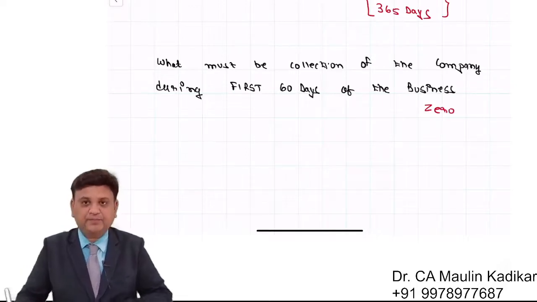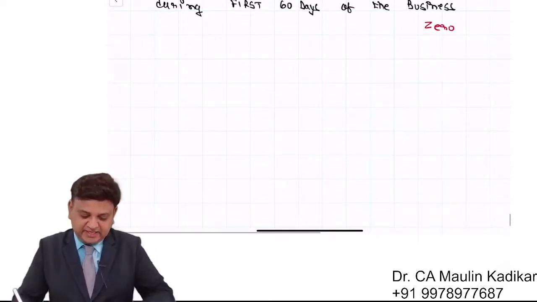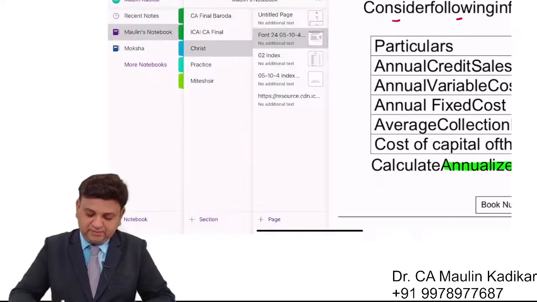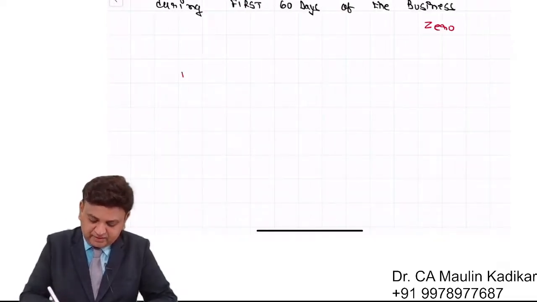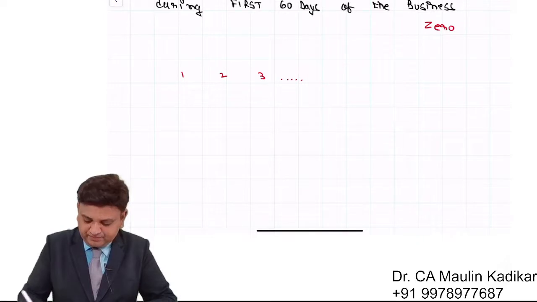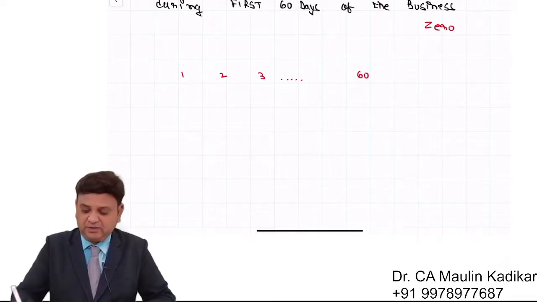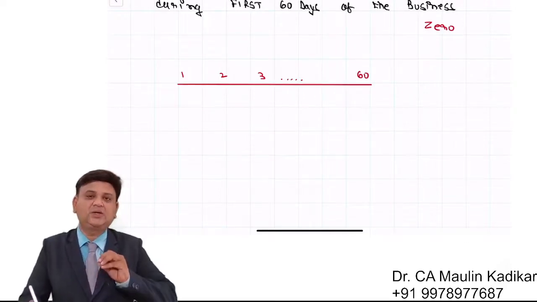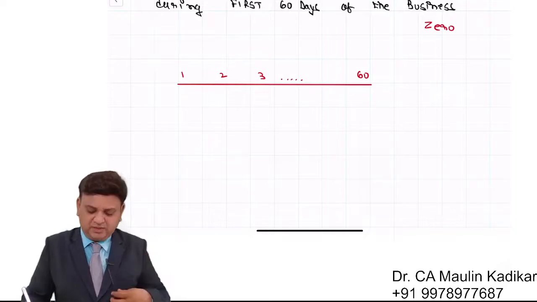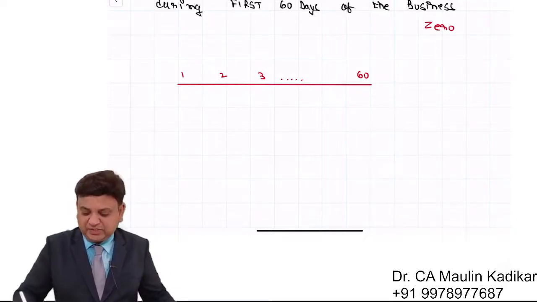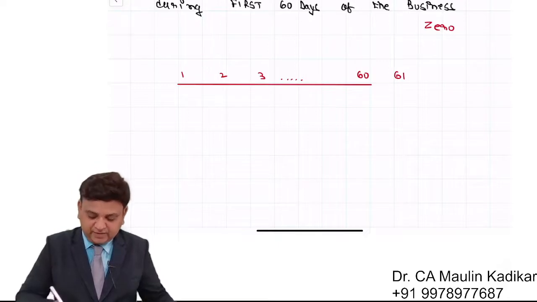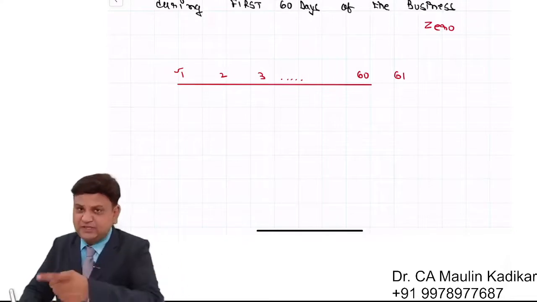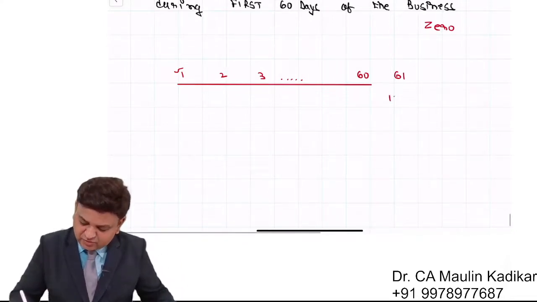It is 0. Why? Understand that the question is providing the information that the average collection period is 60 days. Means day 1, day 2, day 3, till 60 days. During the first 60 days of the business, there is no collection. You will start getting the collection from the 61st day onwards. Whatever sales you have made on the very first day, for that you will get the collection on the 61st day. That is an amount of 1,10,000.